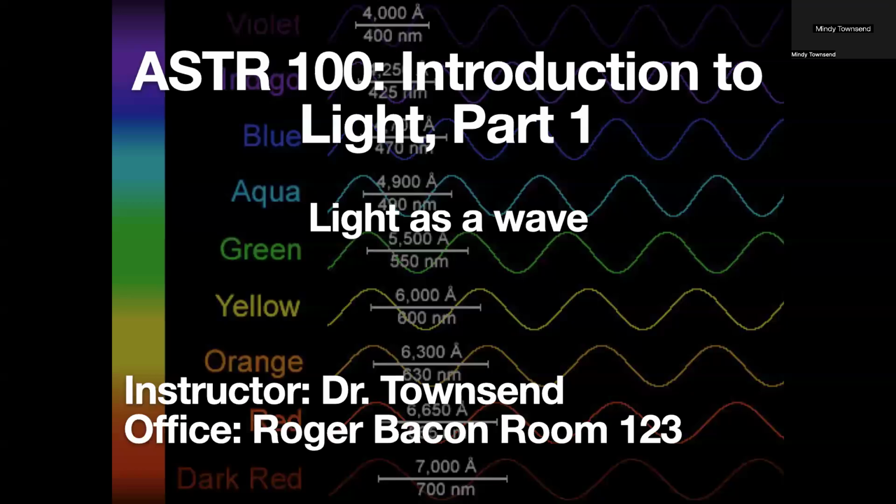All right. Hey, everyone. We are going to switch gears a little from talking about planets to talking about light, which is a very important topic for astronomy. Almost all data we get in astronomy actually comes from light. So, knowing about light and how to interpret it is really essential for an astronomer.